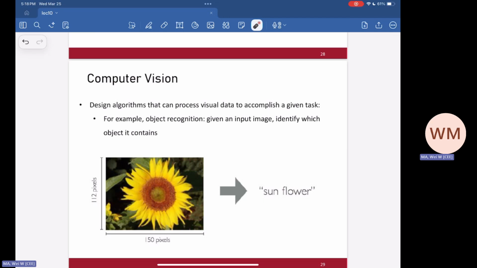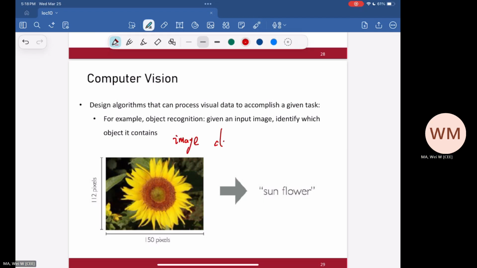There is a very typical standard task we call object detection. Also image classification. Basically, I give you an image, and then you tell me what class it belongs to. For example, I give you 1,000 classes, and you just tell me which one out of these 1,000 classes it is.